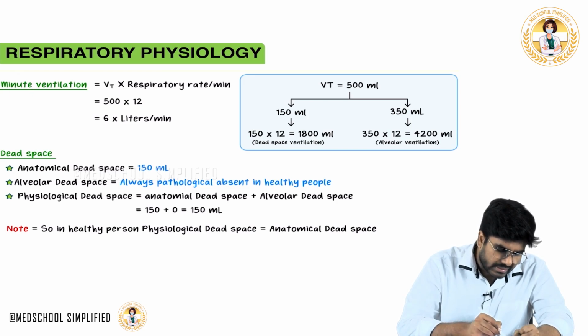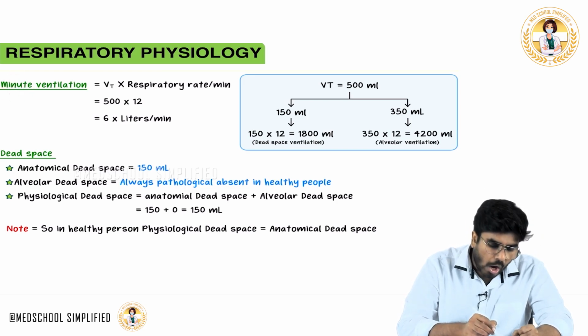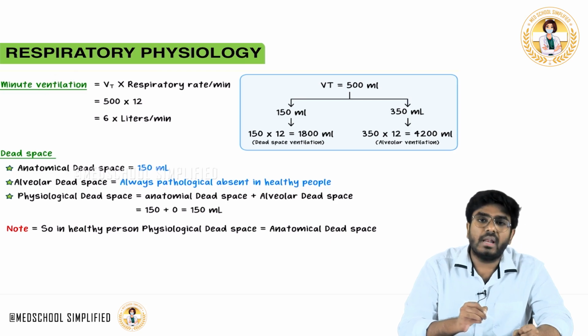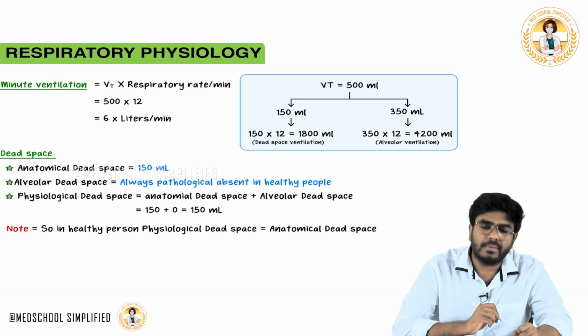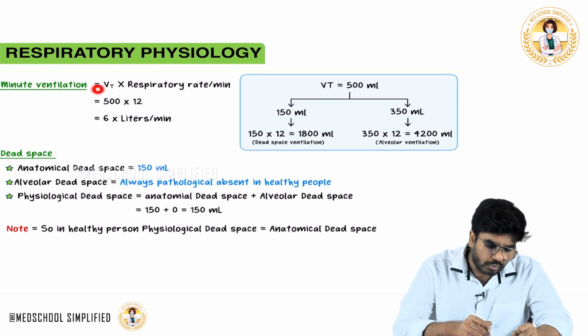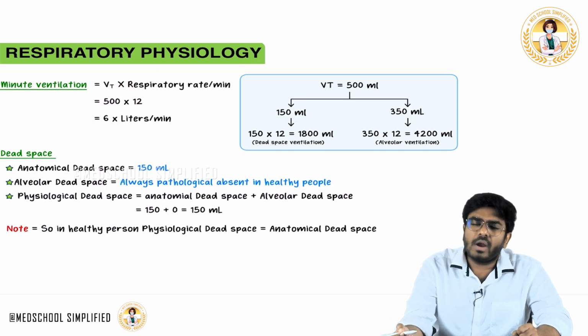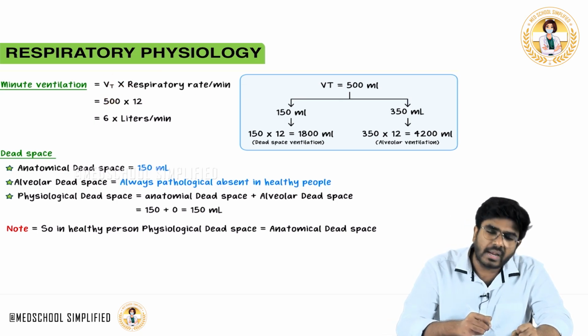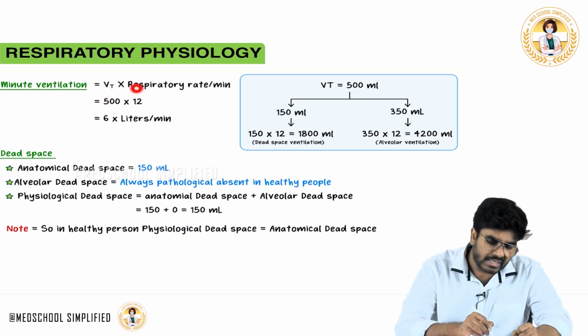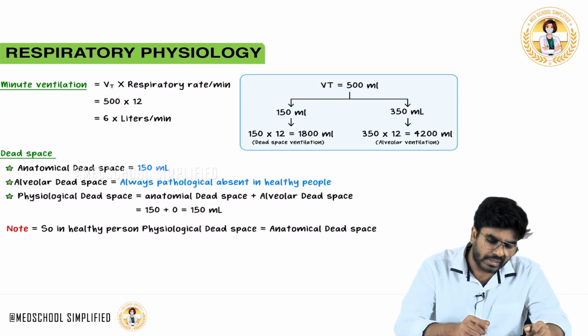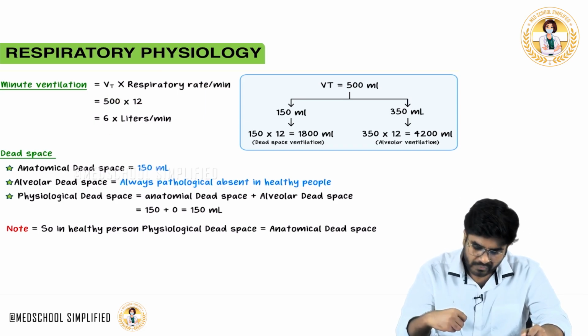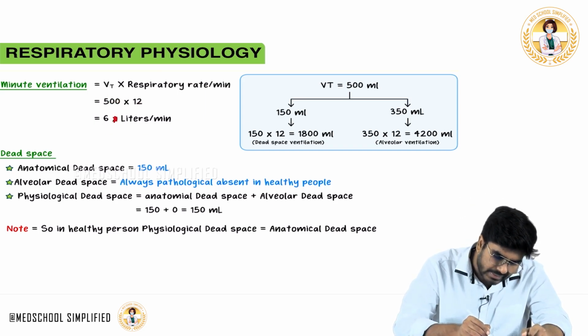What is minute ventilation? Every minute, how much air is going into your lungs? That is the minute ventilation. So minute ventilation is equal to tidal volume into respiratory rate per minute. What is the tidal volume? The tidal volume is 500 ml. What is the respiratory rate? 12 breaths per minute. So 500 into 12 is 6 liters.